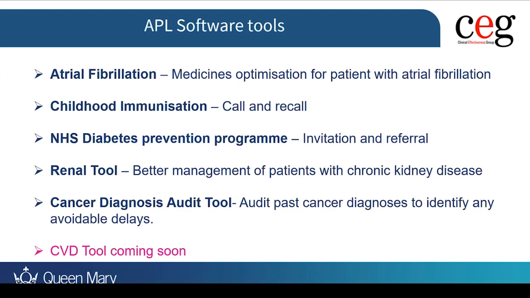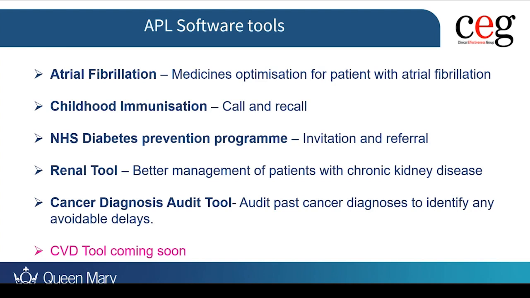What is an APL tool? An APL tool is an active patient link, and it's software designed by the CEG to display information from patient records held within the practice. It allows you to filter and helps your teams to review patients and prioritize your appointments accordingly. So we've currently got 5 APL tools, as you can see on the screen.